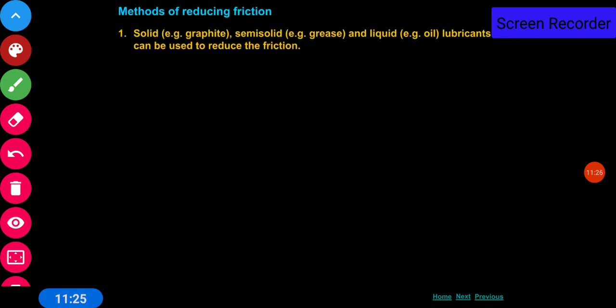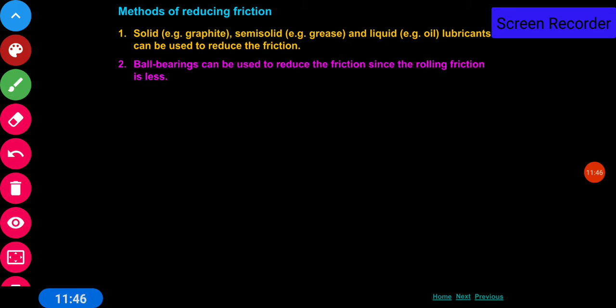Now, methods of reducing friction. Lubricants can be used to reduce friction: solids, for example graphite, semi-solids, for example grease, and liquids, for example oil. So solid, semi-solid or liquid, these are the three types of lubricants which can be used to reduce friction. Ball bearings can be used to reduce friction since rolling friction is less.